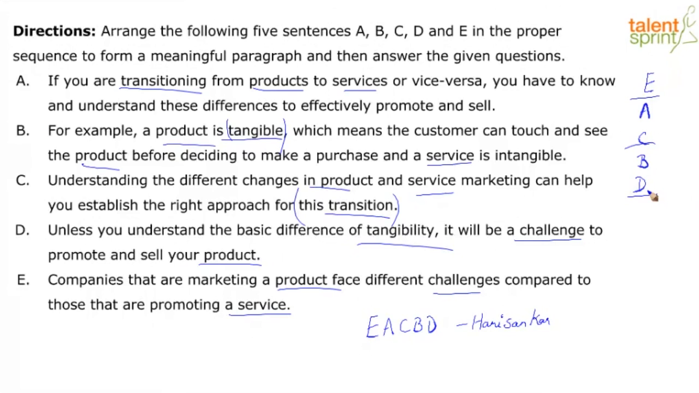And then A says, so given the situation in E, let's say you're transitioning from products to services or vice versa, right? We're saying marketing a product and promoting a service. That's your clue word. So marketing a product, promoting a service.